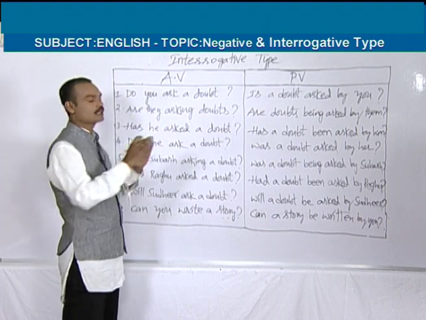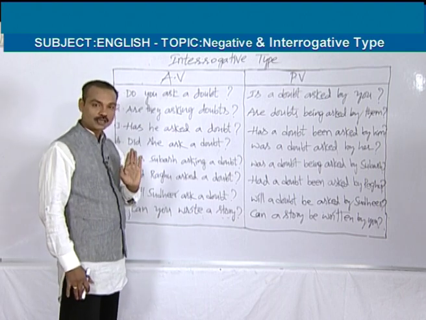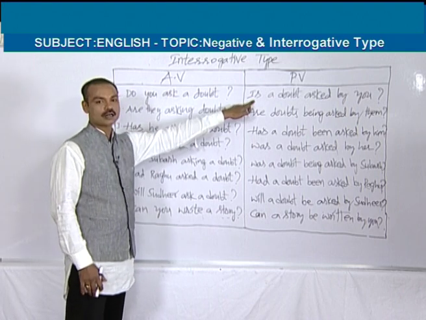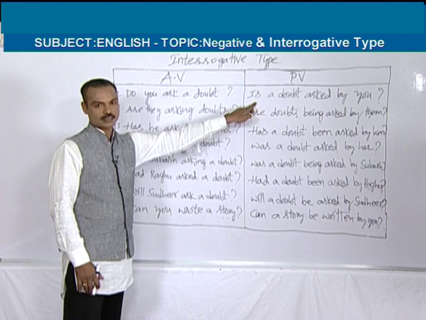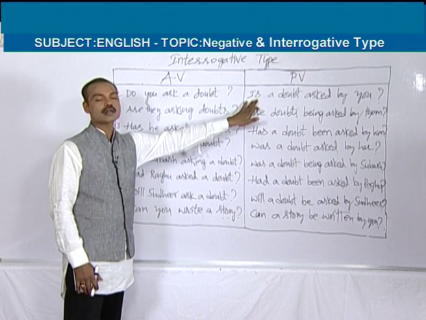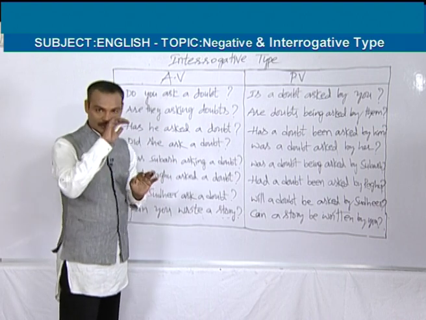Let's see the same sentence with plural object. Do you ask doubts? Doubts is plural, so are. Doubt means is. If the singular object is there, is should be used. If the plural object is there, are should be used. Are doubts asked by you?